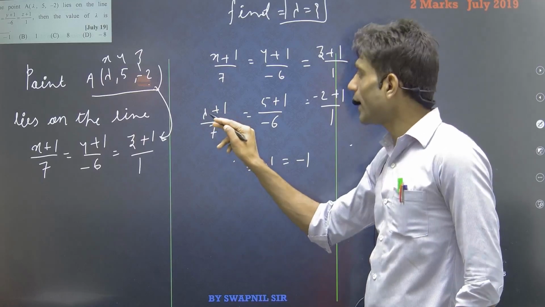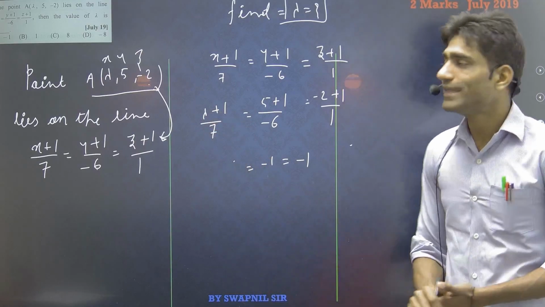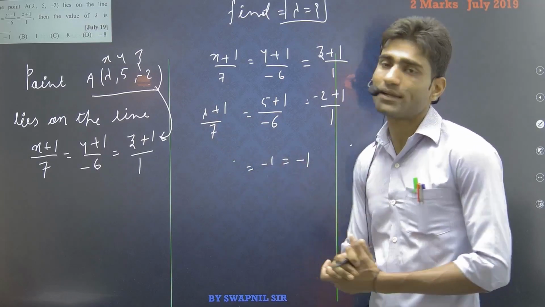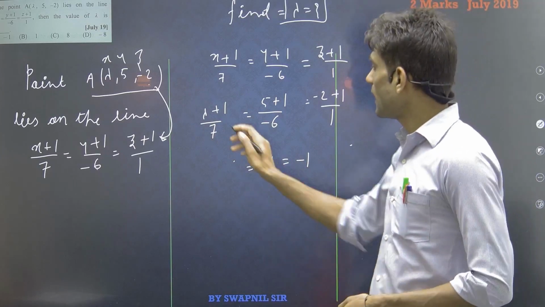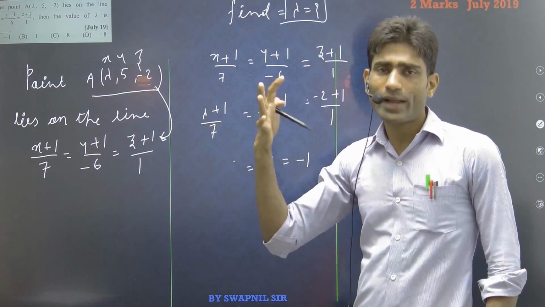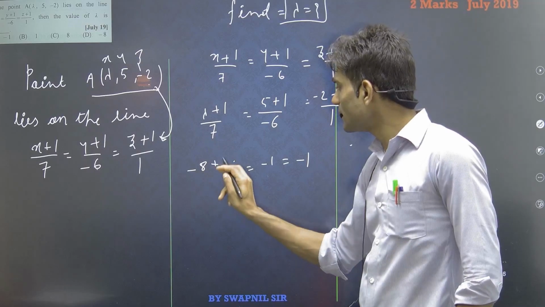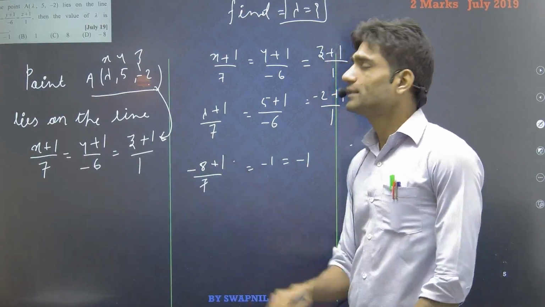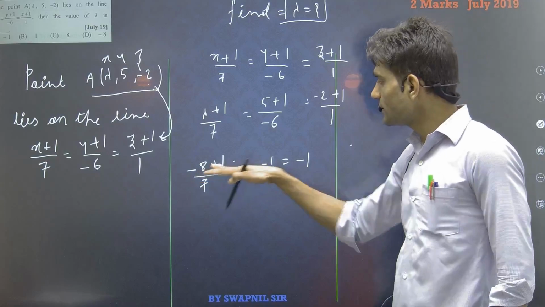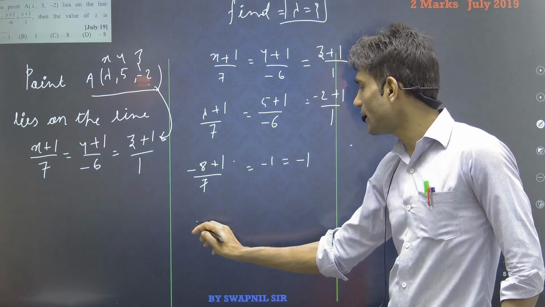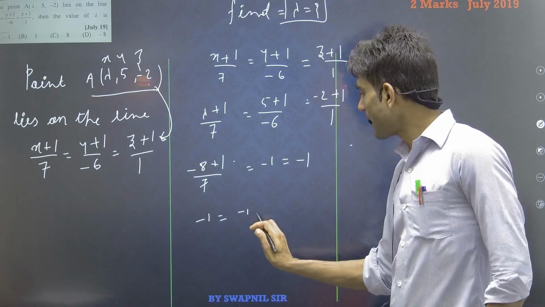We want the value for lambda such that (lambda plus 1)/7 gives us minus 1. So what is the value for lambda? If I substitute lambda as minus 8, then minus 8 plus 1 is minus 7, and minus 7 divided by 7 gives us minus 1. So all three are minus 1, minus 1 and minus 1.